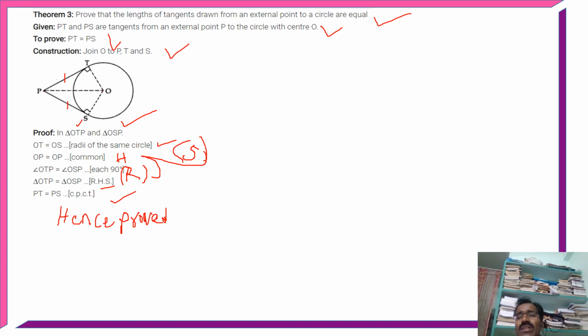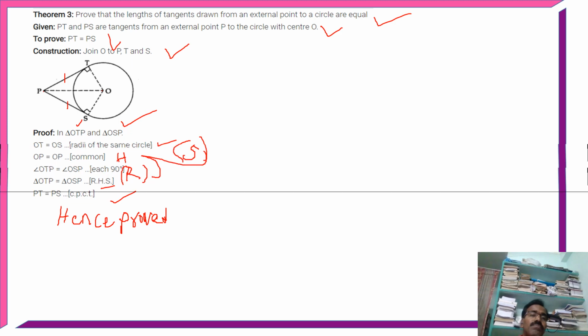Hence proved. This is also a very important theorem, students. Many times it has been given as a 3 marks or 2 marks question in the final exam, and applications are also very important. Throughout circles we have mainly only two theorems: this theorem, and the radius is always perpendicular to the tangent at any point of the circle. Based on these two theorems only, many applications are there. Let us go with the next problem.